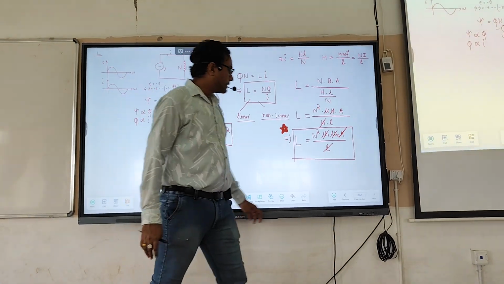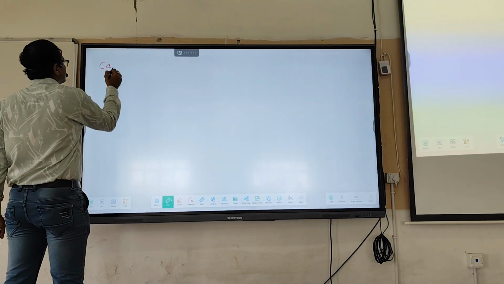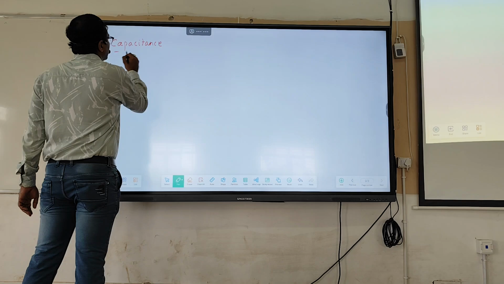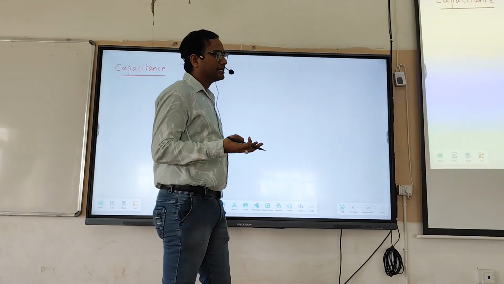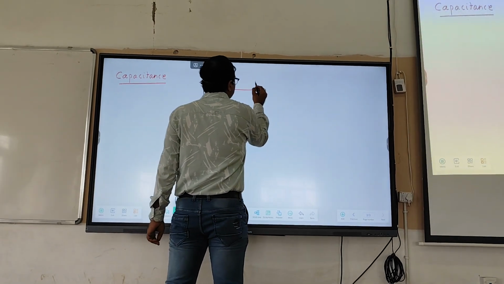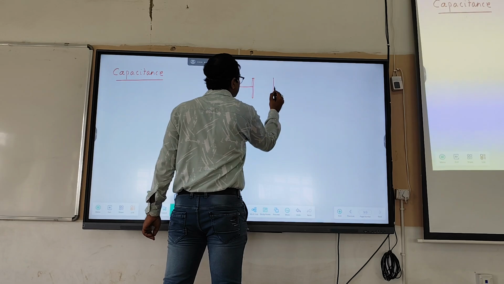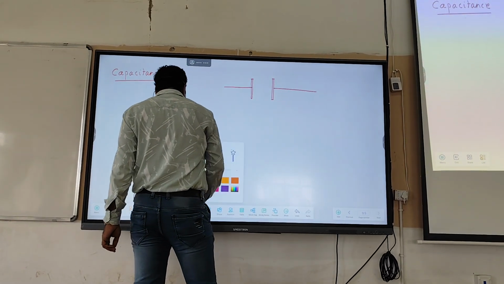Let us go to capacitance. There are different types of capacitor, like electrolytic capacitor. What is there in a capacitor? Two metal plates are separated by some dielectric.